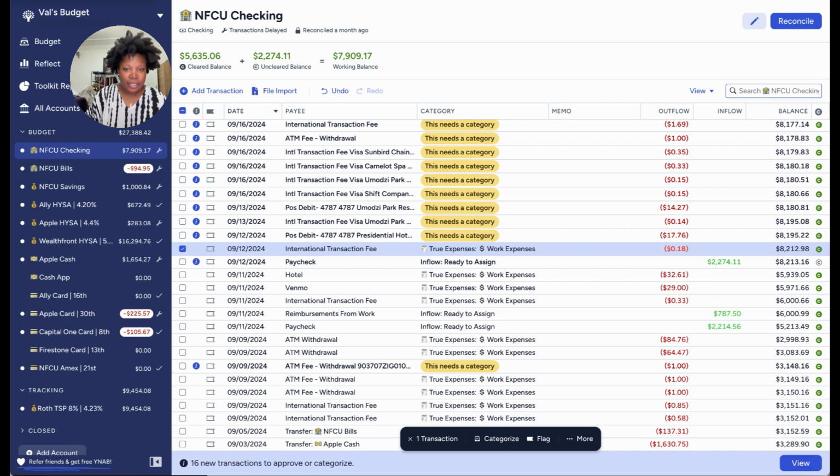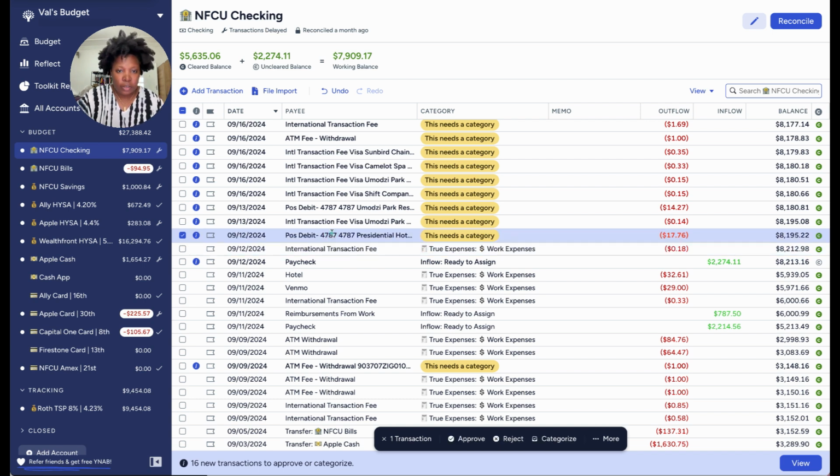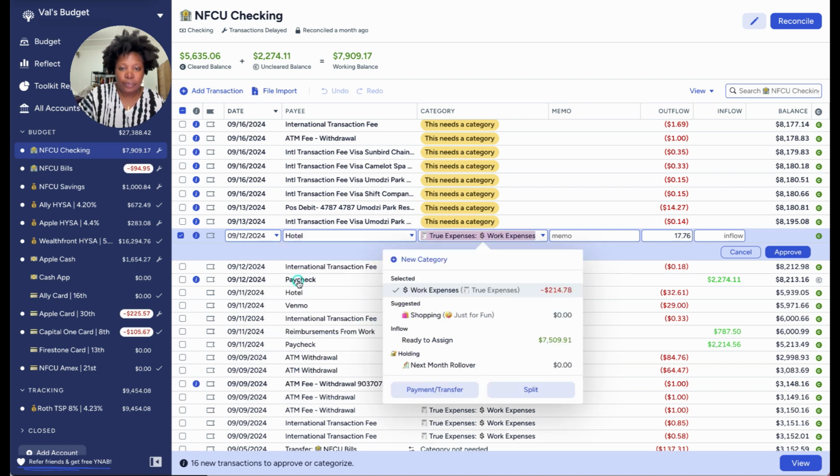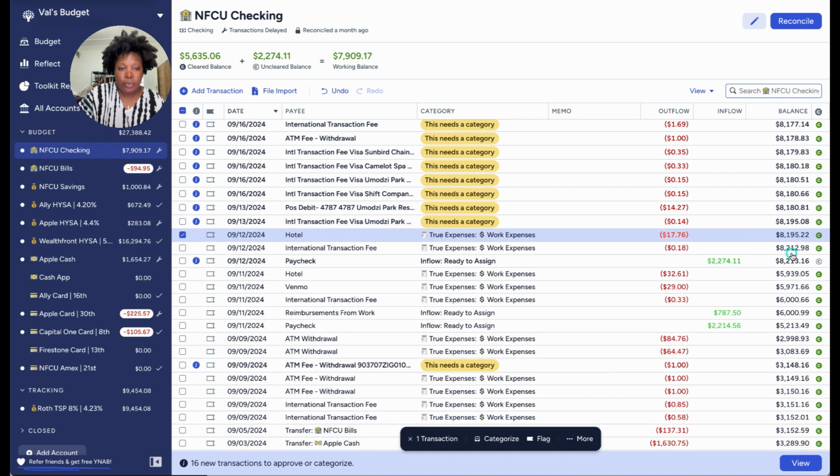Okay, I'm back. Sorry about that. So we've already done the international transaction fee for the 12th, and then I have a hotel charge for $17.76. So let's go ahead and change this to hotel and approve that. So that's all for the 12th.